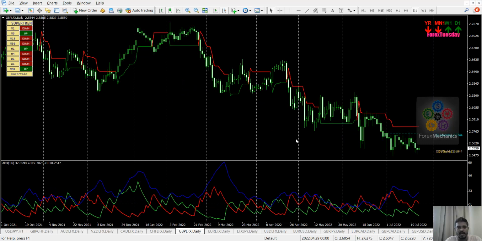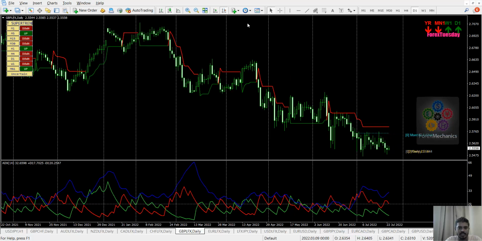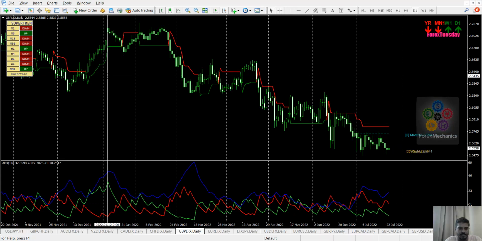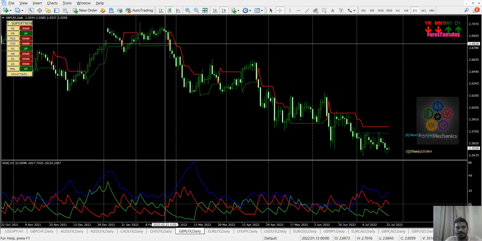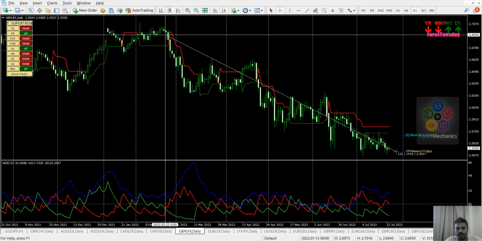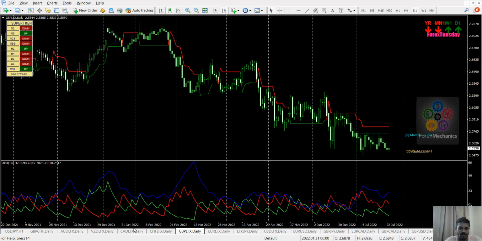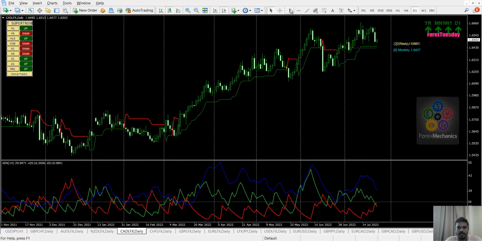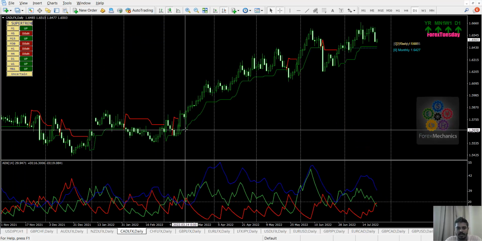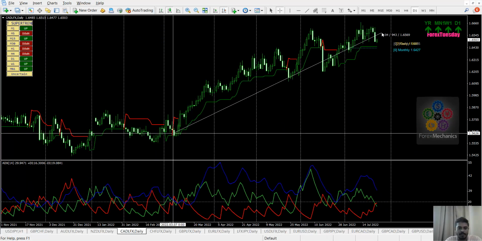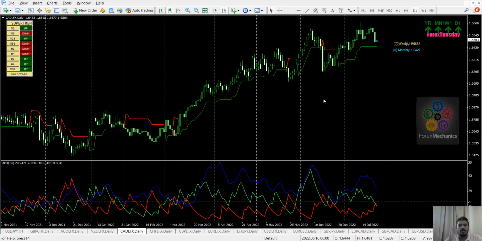Now here we have the daily time frame, and this is the pound index, right? So you can see this is the start of this year, and so this is Jan, and since then, you can see pound has been in a downtrend, right? And on the flip side, if you look at the Canadian dollar, you can see that the Canadian dollar has been on an uptrend.